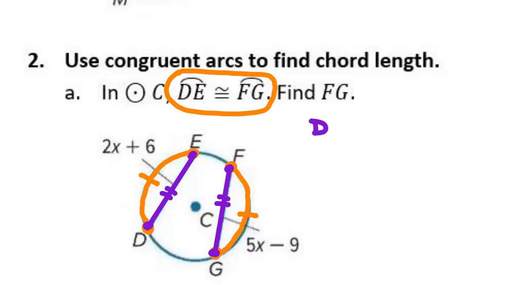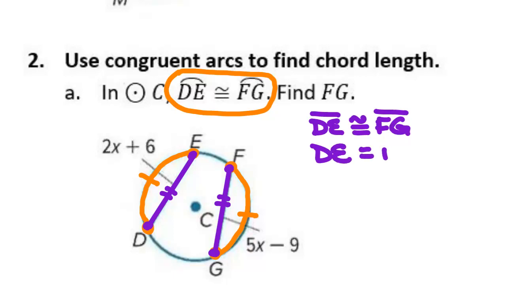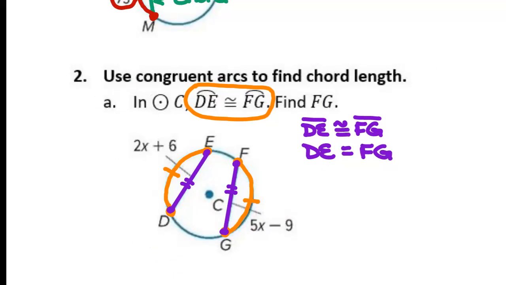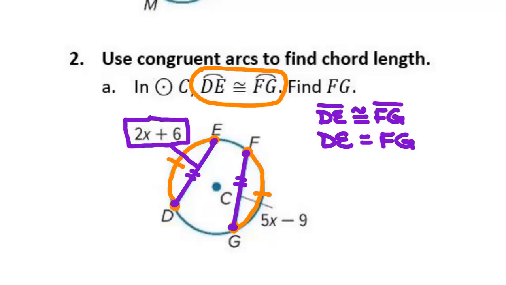So I have that segment DE is congruent to segment FG. That means the measurement of segment DE is equal to the measurement of segment FG. How big does the picture say segment DE is? 2x plus 6. So we're going to put that in the place of DE. What about segment FG? How big is that one? 5x minus 9, right here.